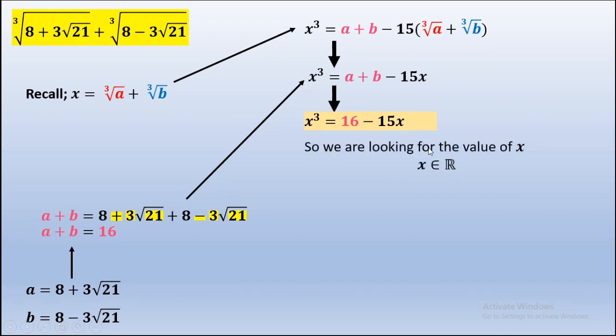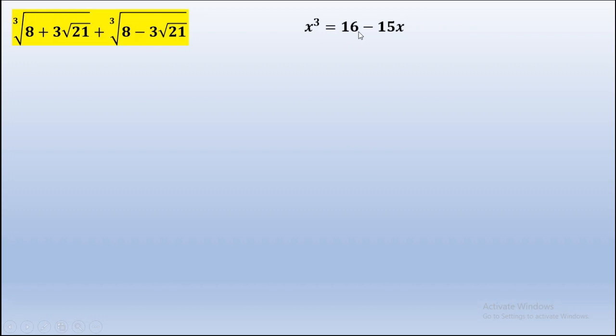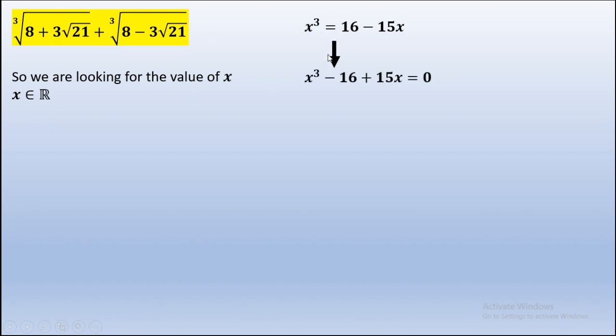This is the final derivation that we got from this equation. So we are looking for the value of x such that x is a real number that satisfies this equation, and that will be the solution of our question. So x cube is equal to 16 minus 15x. This can be written in equation form, that is x cube plus 15x minus 16 is equal to 0. Now we have to find the root of this equation.